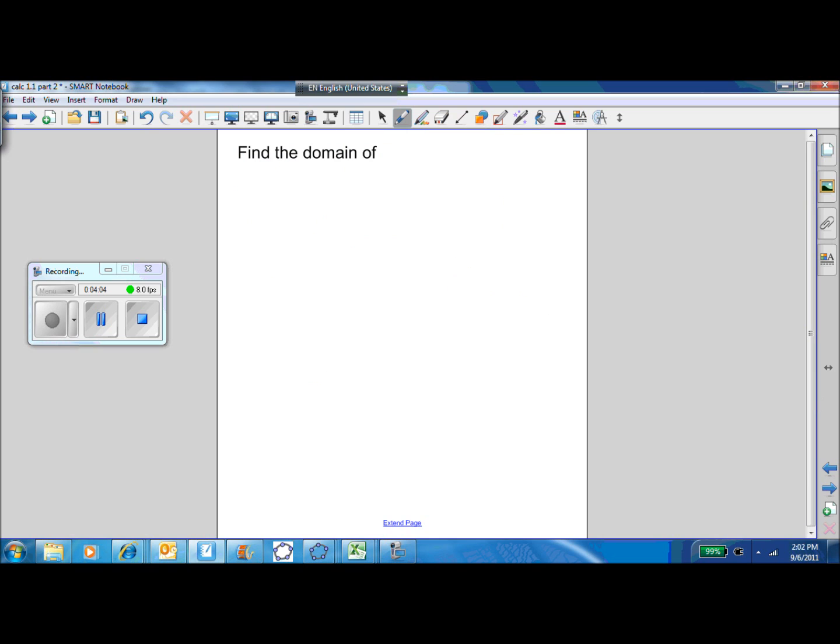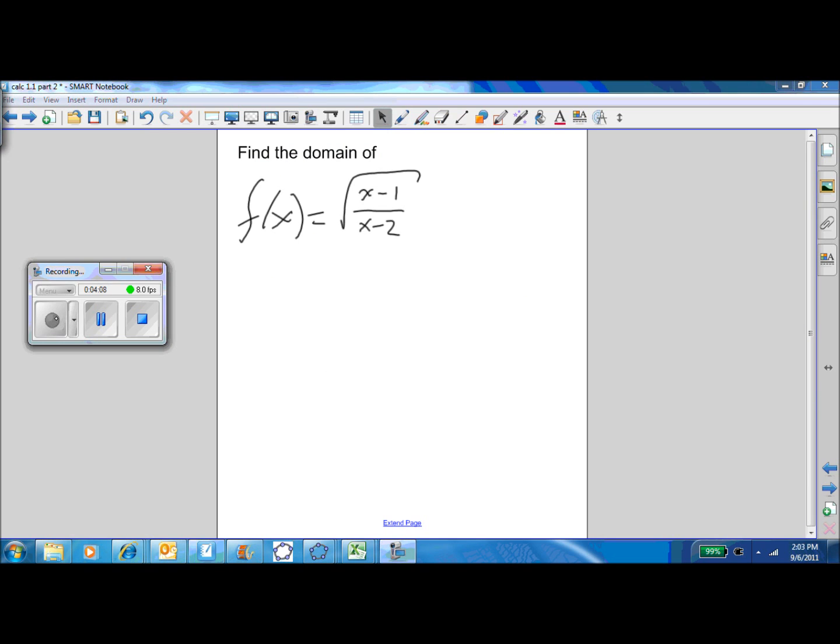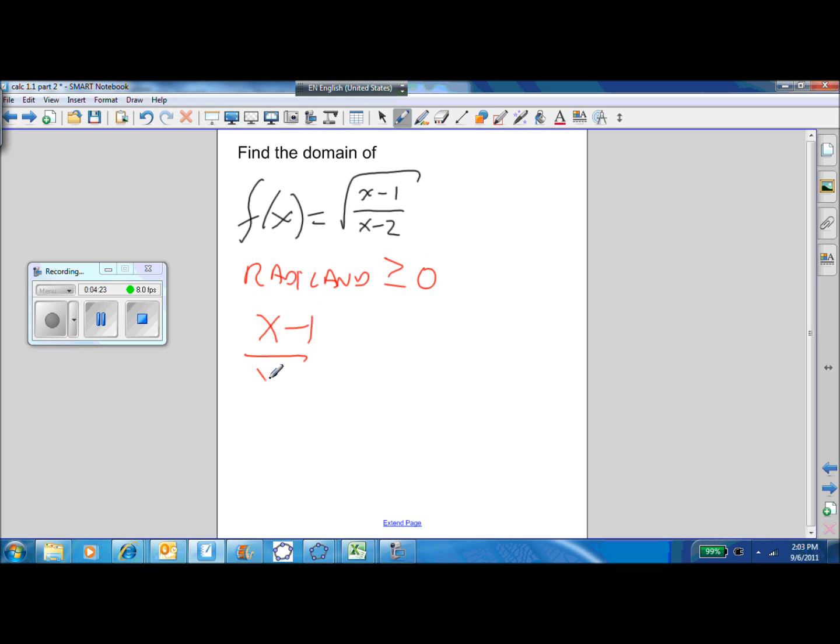So, let's try one more. Find the domain of the square root of x minus 1 over x minus 2. Now, this involves both ideas. First, we want to use the idea that the radicand, the thing under the radical, has to be greater than or equal to 0. So x minus 1 over x minus 2 has to be greater than or equal to 0.